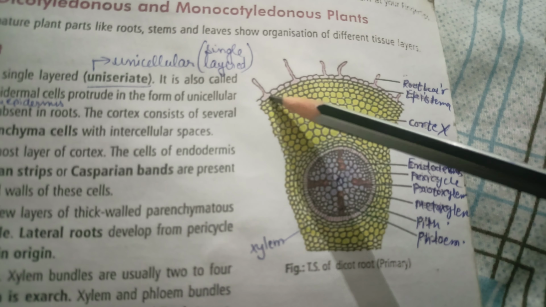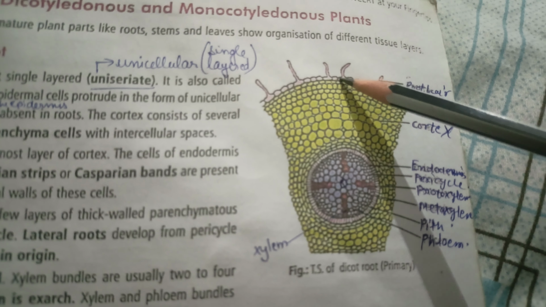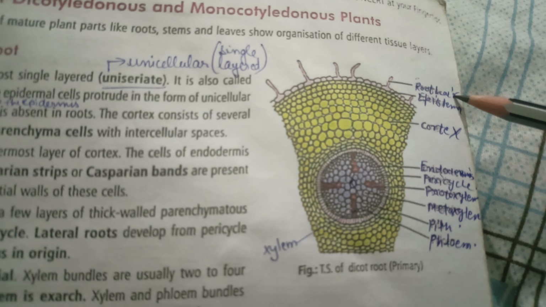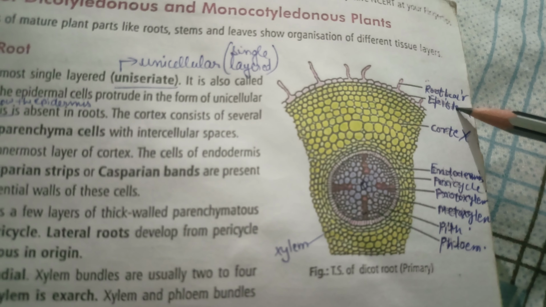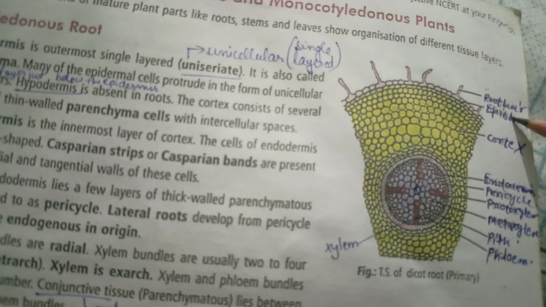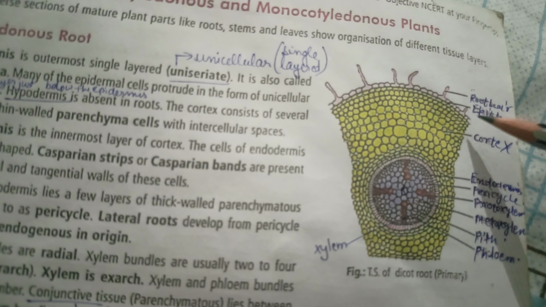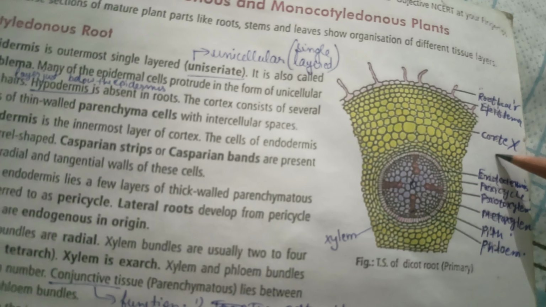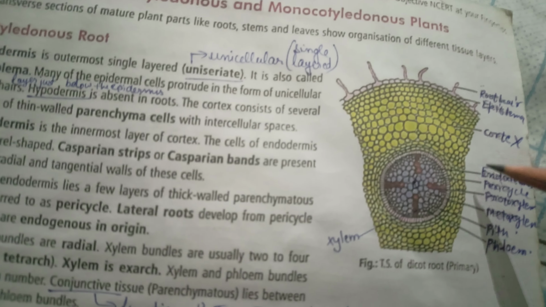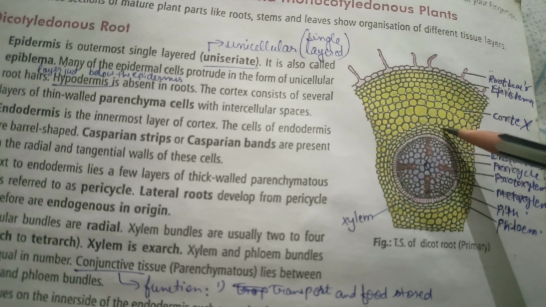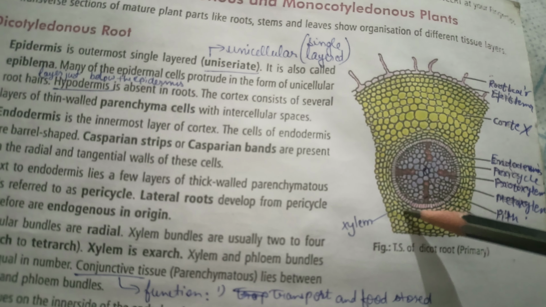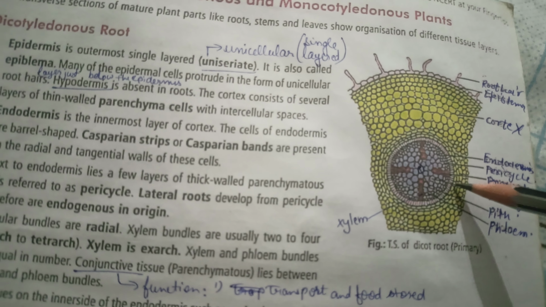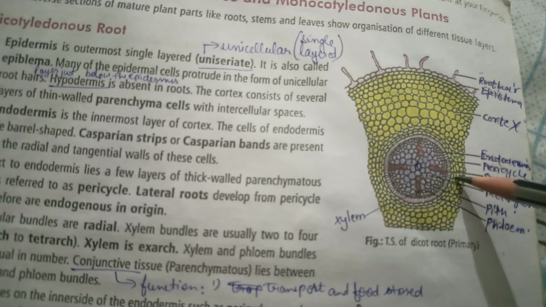This is the structure which is called the epidermis, and over the epidermis are hair-like projections called root hair, and the epidermis is also called epiblema. Just below the epidermis there are a number of layers of cells called the cortex. Under the cortex some elongated cells are found that are called endodermis. As they are present inside, they are called endodermis.